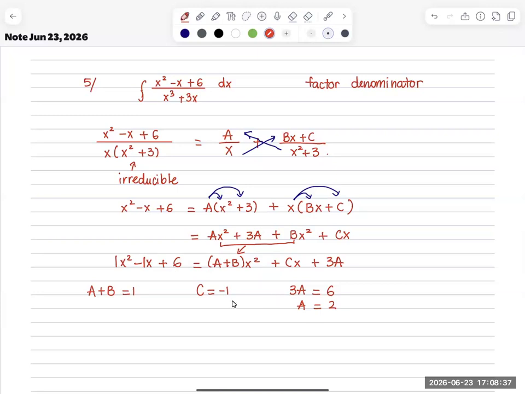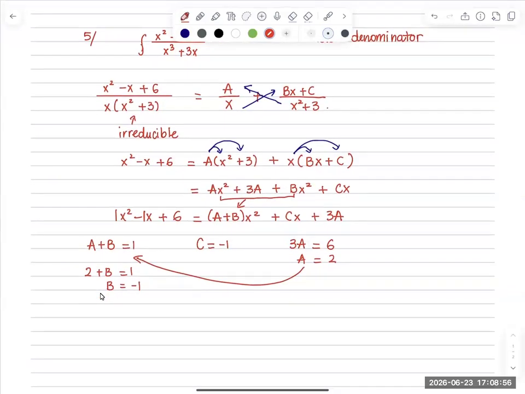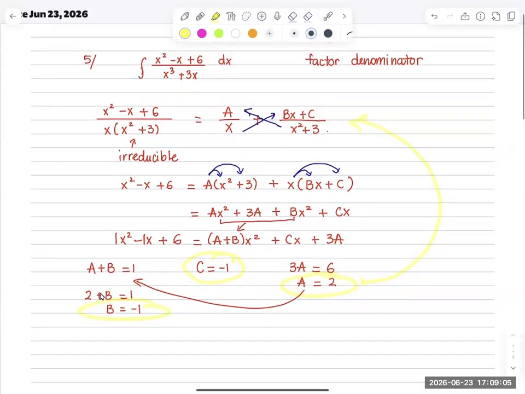With that being said, we have C equal to negative 1, A equal to 2, and A plus B equal to 1. Then I can use A to find B. So 2 plus B equals 1, so B is equal to negative 1. Perfect. We have found the values for A, B, and C. All we have to do is put them back into the expression above.